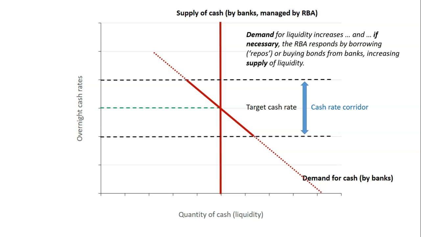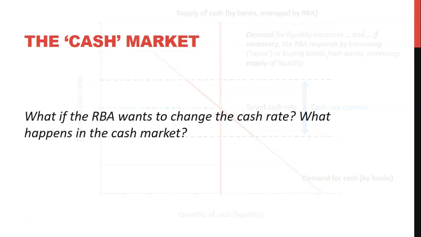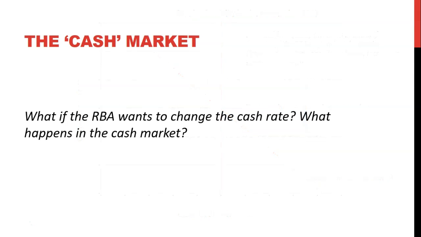So let's say demand for liquidity increases for some reason. If necessary, the Reserve Bank will respond by either borrowing bonds from the banks, which is called repos, or repurchase agreements, or by buying bonds from the banks. Both of these will increase the supply of liquidity in the market, and it will try to make sure that the increase in the supply of liquidity is just sufficient that the equilibrium actual cash rate will be at the target cash rate. What if the Reserve Bank of Australia wants to change the cash rate?